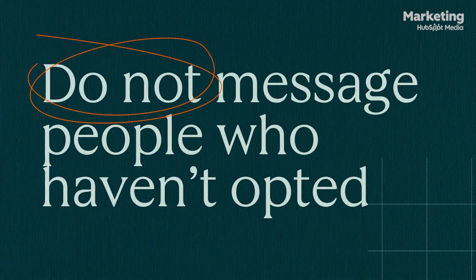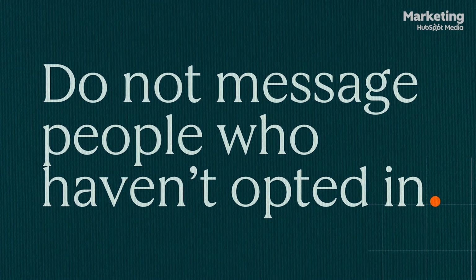Avoid messaging without permission. We talked about this earlier, but it's worth repeating. Do not message people who haven't opted in. WhatsApp is strict about spam. If you get reported too often, your account can be shut down fast. Always collect explicit permission through forms, ads, or direct opt-in messages.